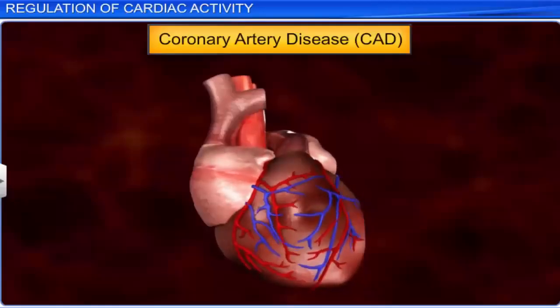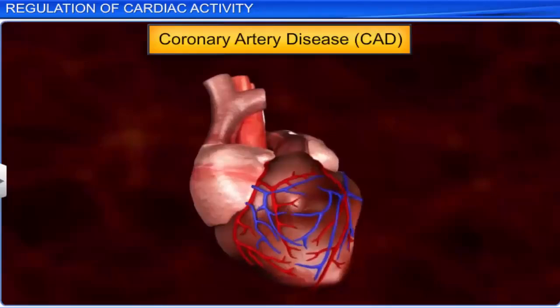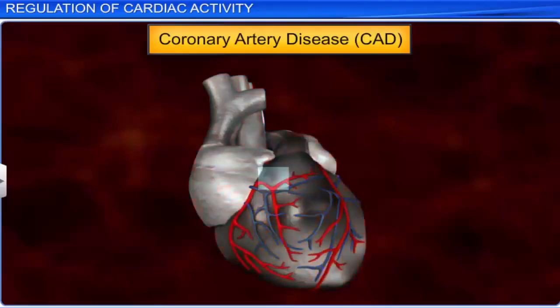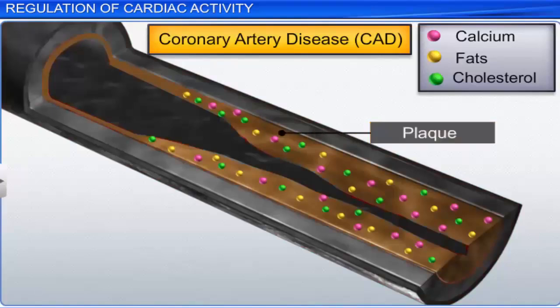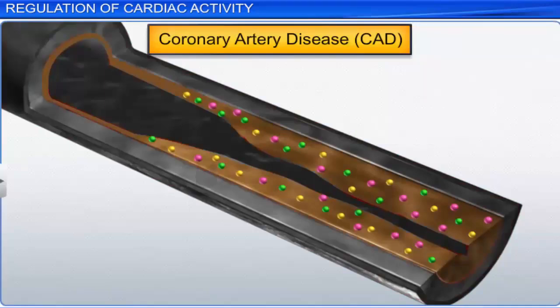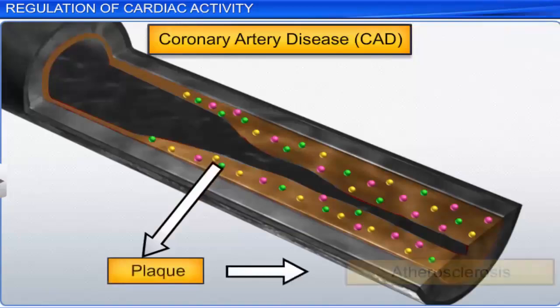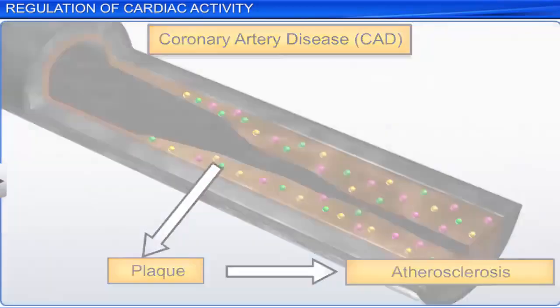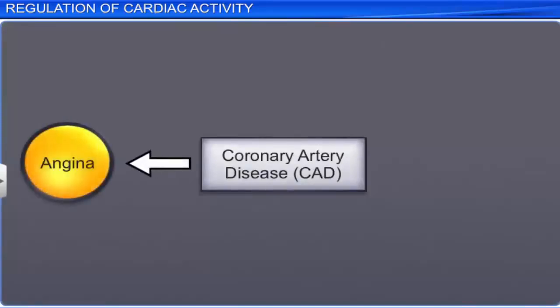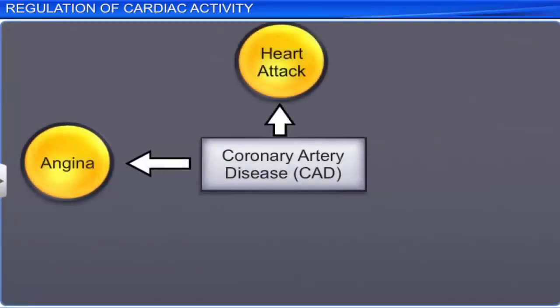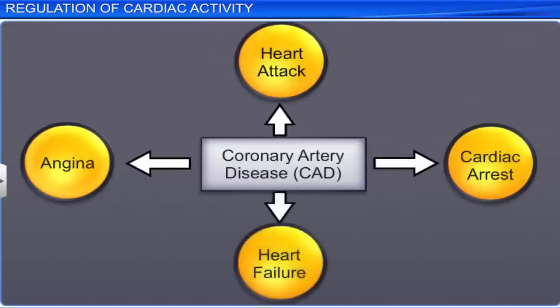Coronary artery disease or CAD affects the coronary circulation of the heart. Calcium, fats and cholesterol together accumulate and form plaque in the coronary artery and reduce or obstruct the blood supply to the heart. This accumulation of plaque is called atherosclerosis. Some of the symptoms of CAD include angina, heart attack, cardiac arrest or heart failure.